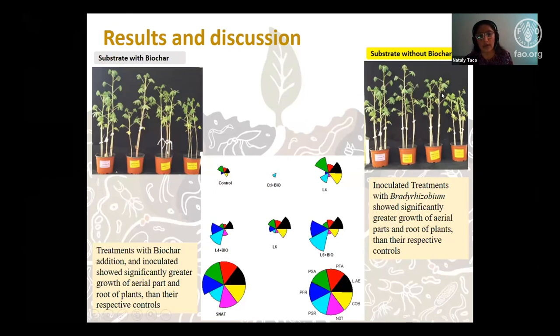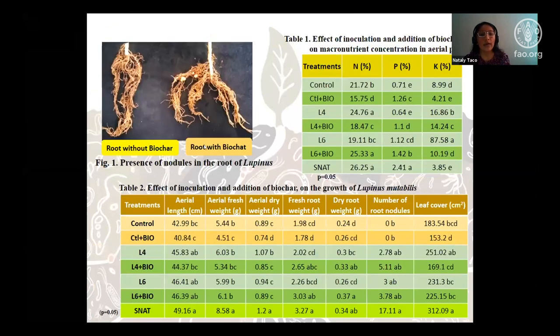between this group and the other group, but when we examine the root, we see some difference. For example, the treatments that have biochar had a better fresh root weight. Also, we can see more nodules like that. In this case, the root with biochar pots, for example. In the other, the nodules were very small. And there are more differences. The other difference is that the leaf cover is better in treatments with biochar.